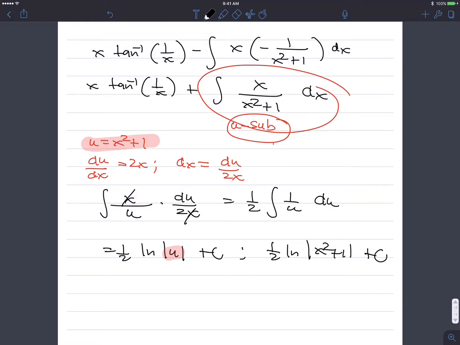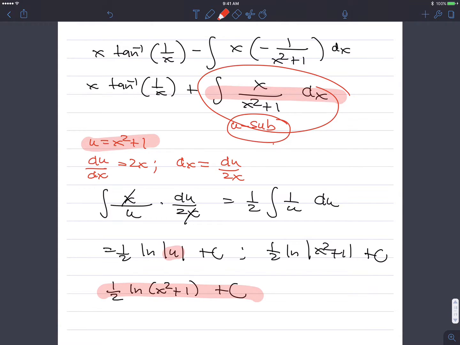I'm going to point out that x squared plus 1 is always positive, so you might see it as 1/2, and every time we get down here my writing gets like chicken scratch, 1/2 natural log of x squared plus 1 plus that C. That's the integral in red here. This is what we just determined right here.